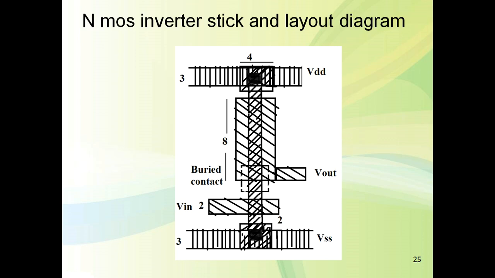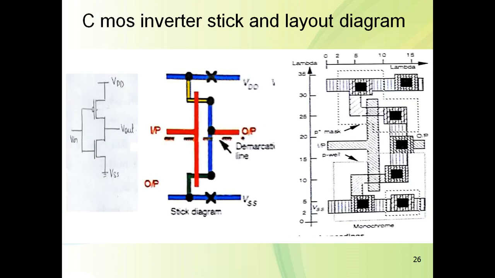In the same way we can draw the stick diagram for various circuits. Now we'll go to the next circuit, that is how to draw the stick diagram and layout diagram for the CMOS inverter. You know the circuit diagram for the CMOS inverter. It has a P-type transistor and an N-type transistor, PMOS and NMOS. The gates of the two transistors are connected together to form the input, and the drains of the two transistors are connected together to form the output.